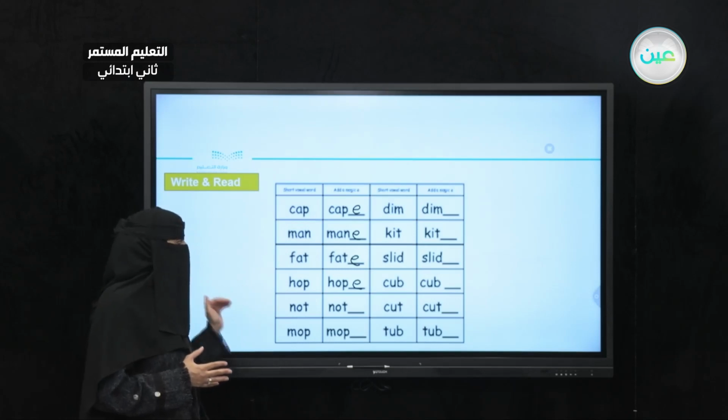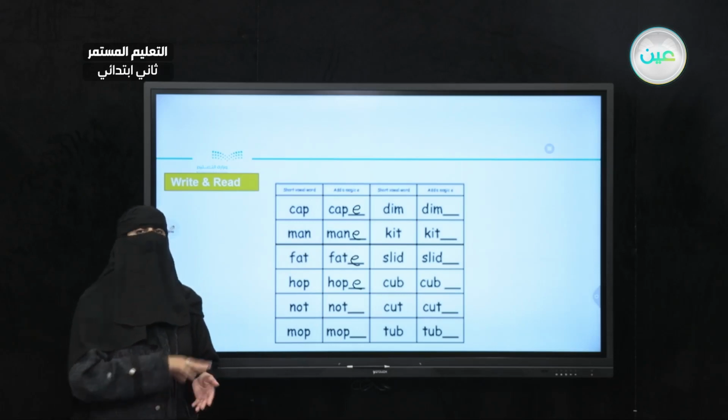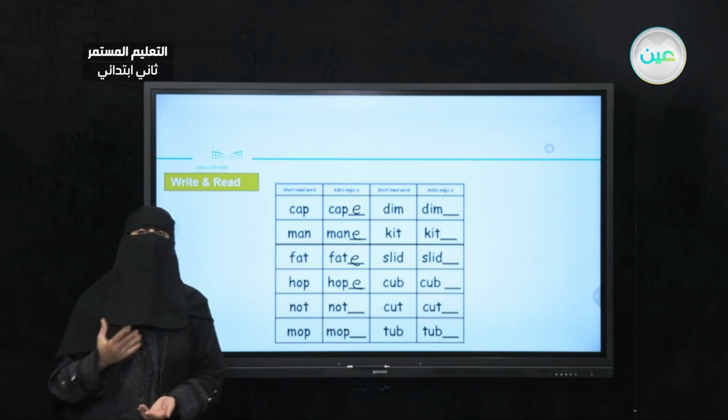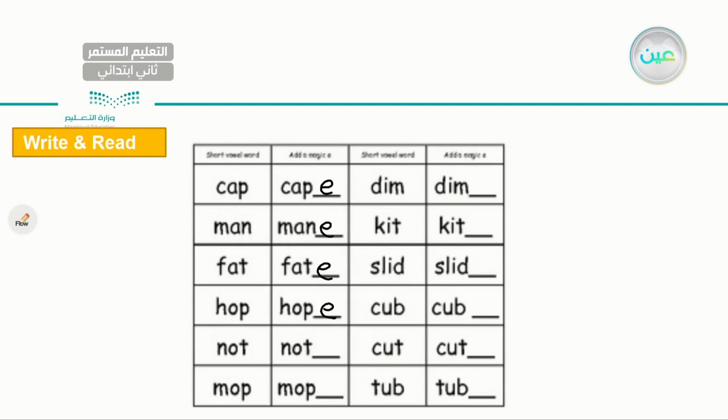Let's go to the O. Hop. Short, right? Hope. It is a long vowel, a long O. Very good. And a long sound. It is actually the same thing. For example, here I have dim, short, dime, long, kit, short, kite, long.